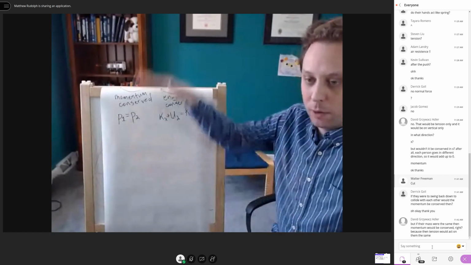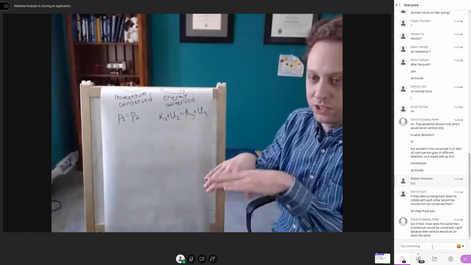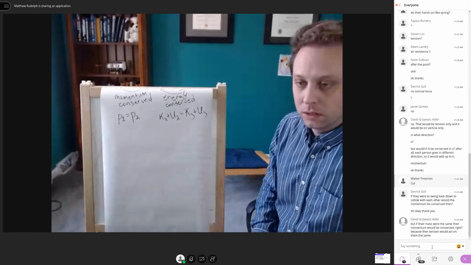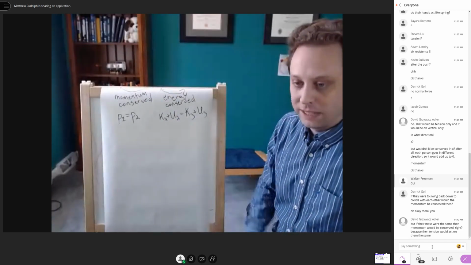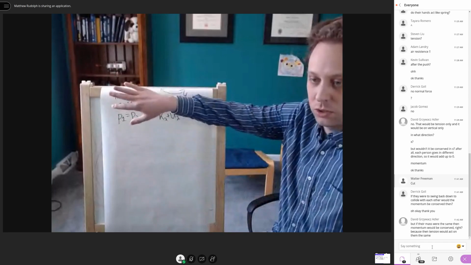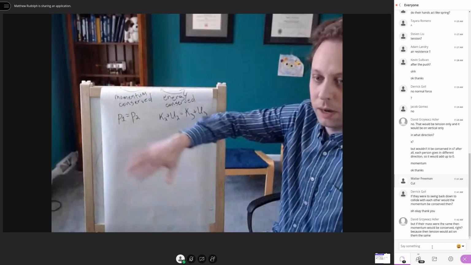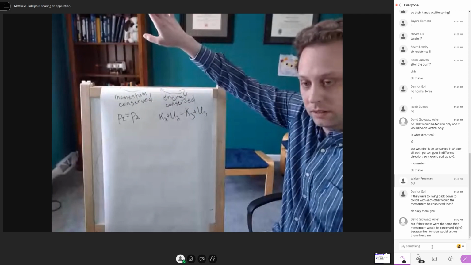But even then, right, their y momentum goes away. So that would just be in the horizontal, that it would always be 0. But they first gain y momentum as the string swung them up, and then they'd lose it to gravity at the top of their swing.